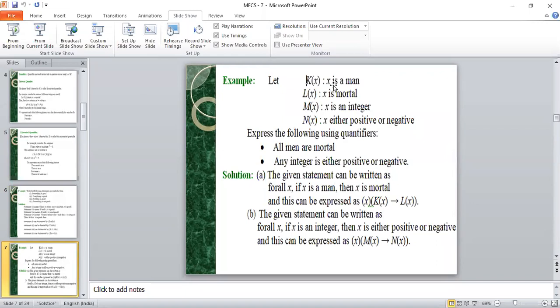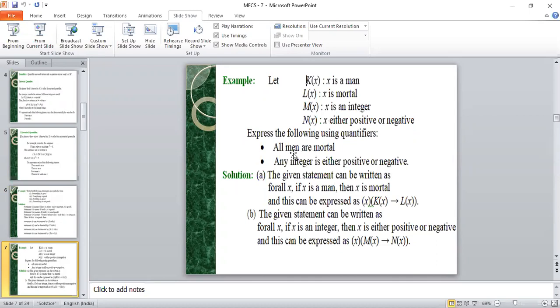ఓకే, ఇక్కడ మనకి ఏమేమి ఇచ్చారు? k of x ఇచ్చాడు. k of x, x is a man. L of x, x is mortal. M of x, x is an integer. N of x, x either positive or negative. These are the given predicates. And the question: express the following using quantifiers. Quantifiers ఏమన్నారు? All men are mortal. Any integer is either positive or negative.